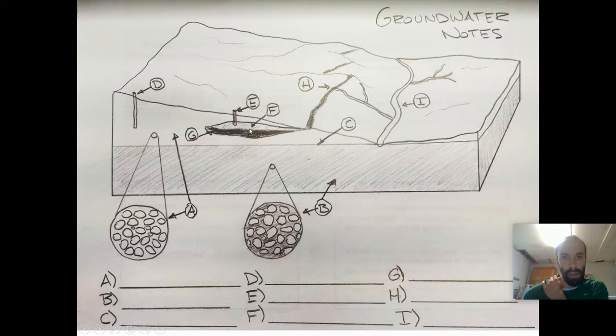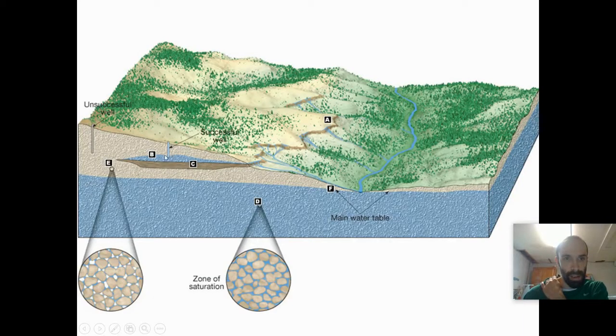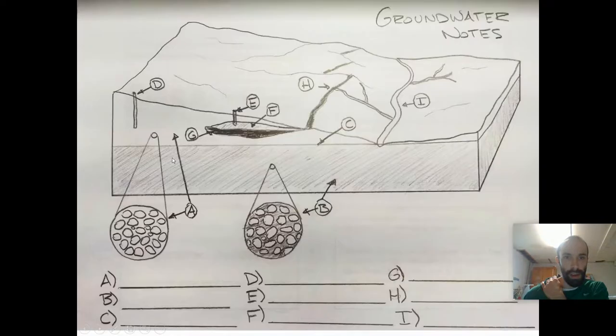F is this area below the ground that is saturated. It's kind of like this picture here, so you can see it's this area. And F is what we call an aquifer, A-Q-U-I-F-E-R. An aquifer is an area of groundwater. It's kind of like this area. But this one is perched on top of this layer here, and that's G. G is referring to what's called an aquitard.